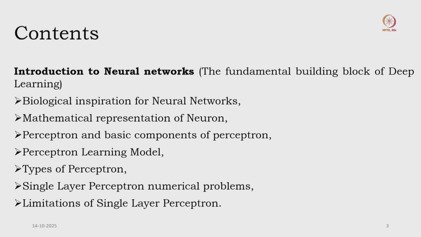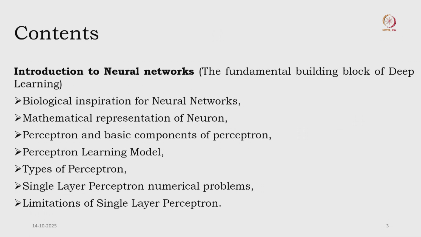Here are the different contents that we are going to see as part of this session. We will first see the biological inspiration for neural networks, the mathematical representation of a neuron, the perceptron and the basic components of perceptron, the perceptron learning model, various types of perceptron, and single layer perceptron. We will understand this with a numerical example, and finally we will end the session with the limitations of single layer perceptron.